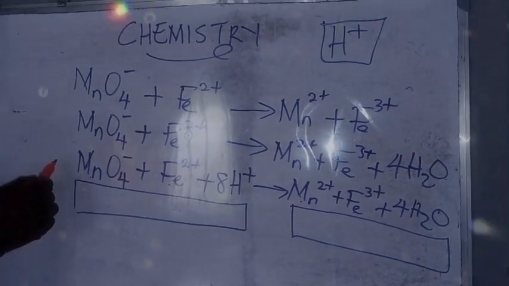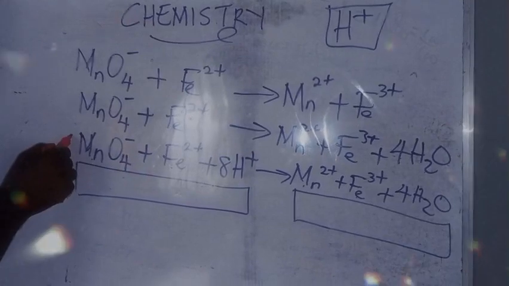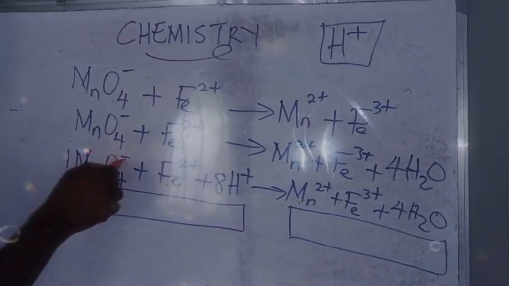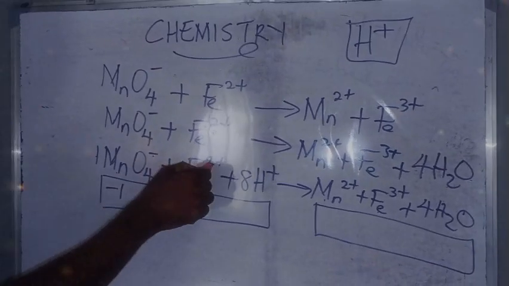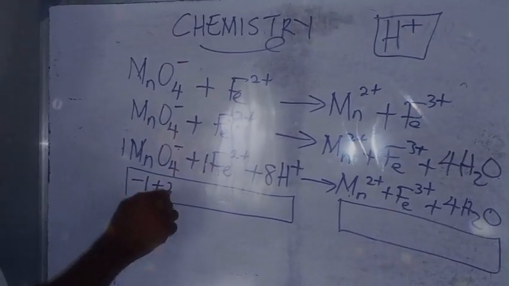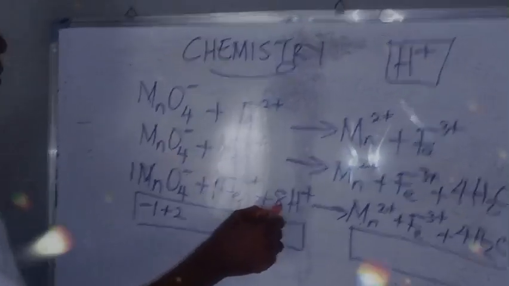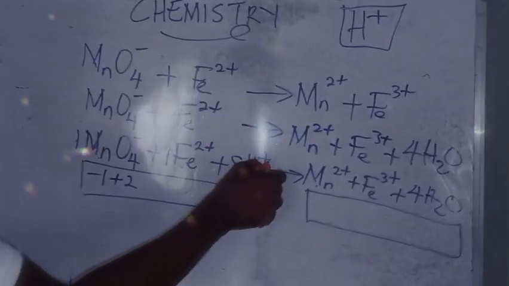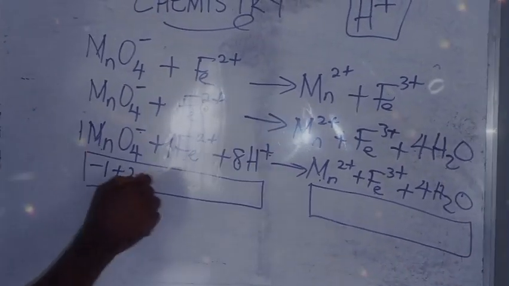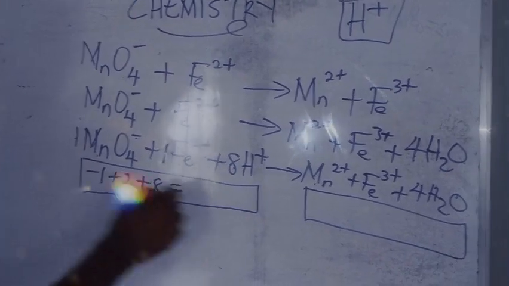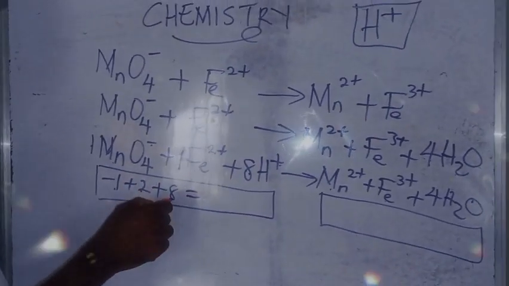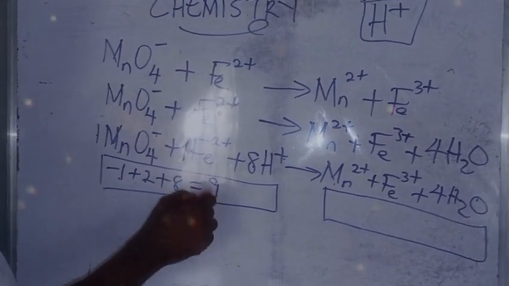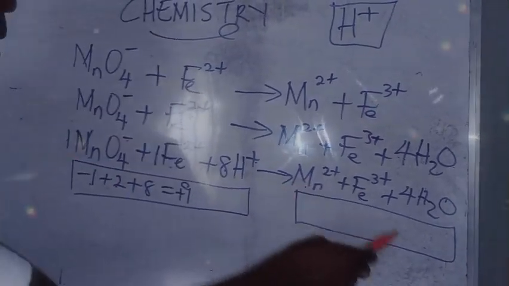Now let's see it. The stoichiometric coefficient here is 1, 1 times minus 1. Here is also 1, 1 times plus 2, that is plus 2. Here is plus 8, 8 times plus 1. Don't forget there's a 1 here before this plus. That's plus 8. So minus 1 plus 2, that's plus 1. Plus 1 plus 8, that's plus 9.